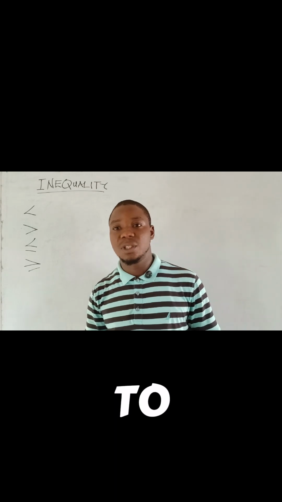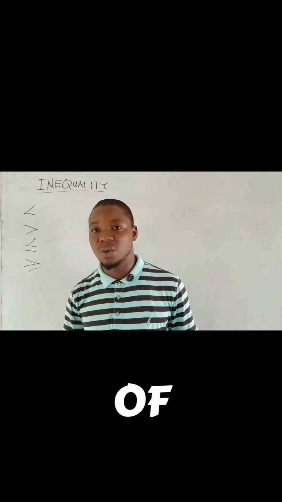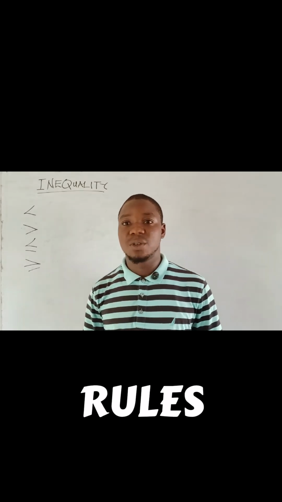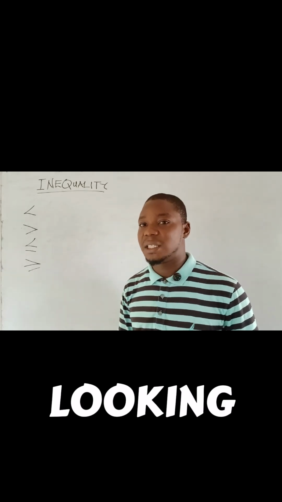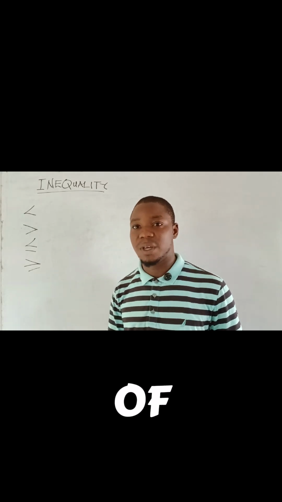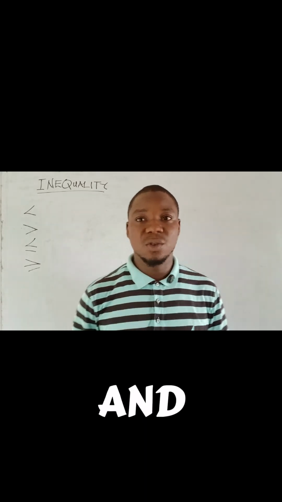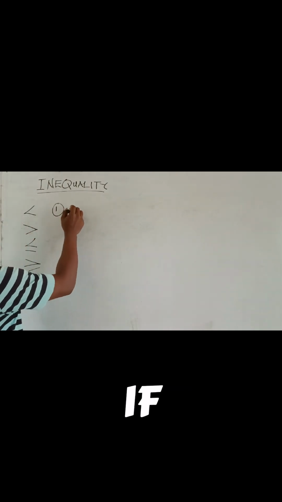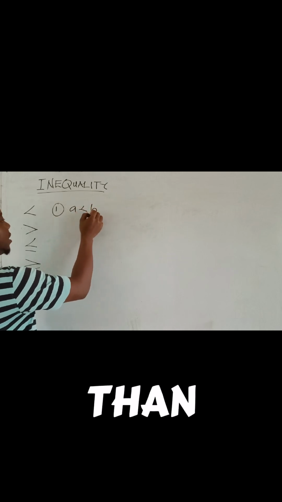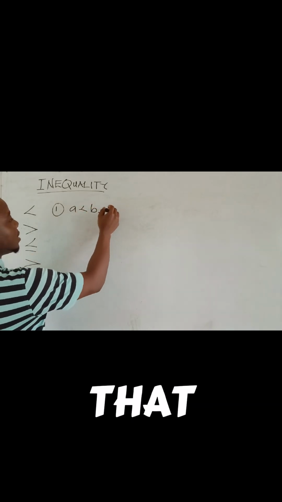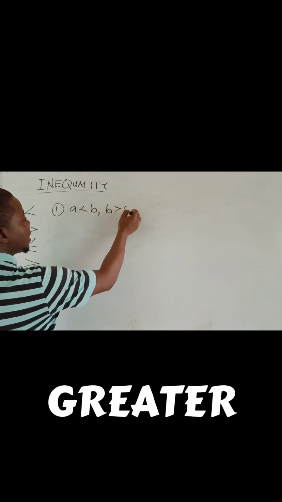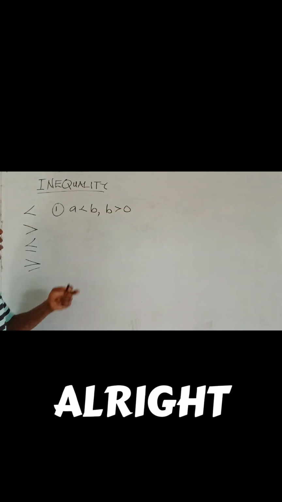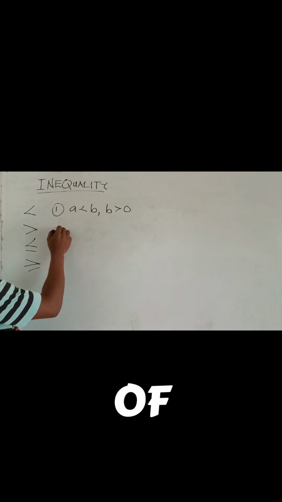Now, quickly, let's move to the two basic rules of inequality. Although there are so many rules of inequality, we are going to be looking at just two basic rules. One, if A is less than B, it therefore means that B must be greater than A. This is the number one rule of inequality.